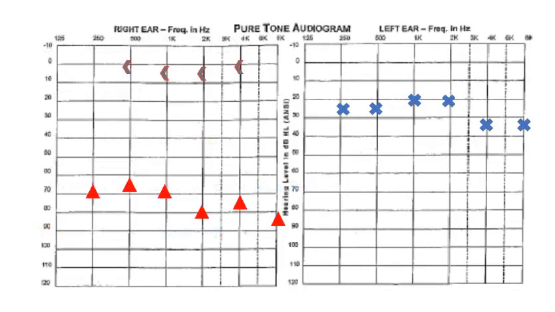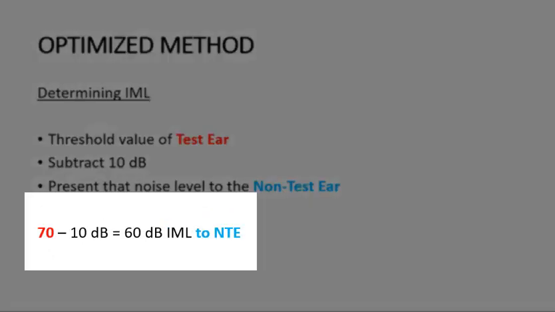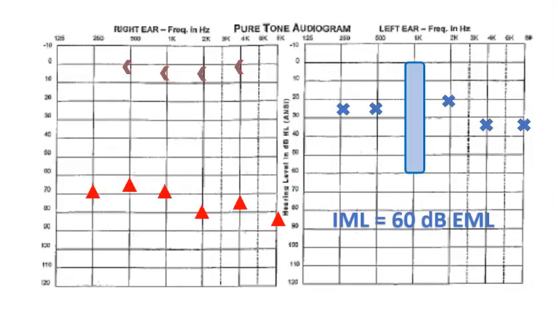Here is our audiogram for the optimized case. We have masked air conduction hearing thresholds completed from the right ear. We want to complete masked bone conduction testing at 1000 Hertz in the right ear. The left ear is our non-test ear. The air conduction threshold of the right test ear is our reference. We subtract 10 dB from that value and come up with a 60 dB initial masking level result. And this is our IML. We introduce 60 dB immediately into the non-test left ear to begin our masked threshold testing.